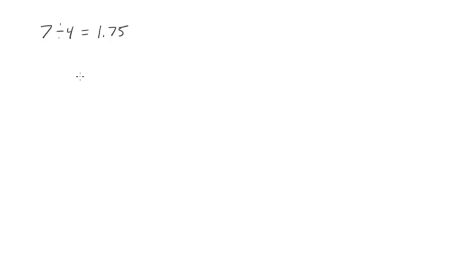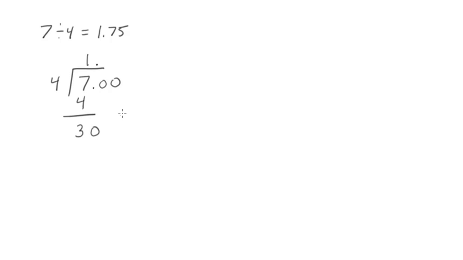In long division format, we have 7 with 4. 4 goes into 7 one time. 1 times 4 is 4. 7 minus 4 is 3. There's where the decimal point is. So we have some zeros here. We bring down the 0.